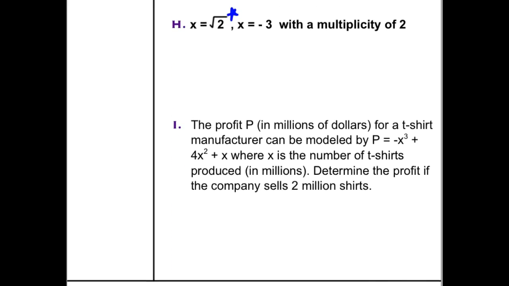And then the word problem: profit P in millions of dollars for a t-shirt manufacturer can be modeled by P equals -x cubed plus 4x squared plus x, where x is the number of t-shirts produced in millions. Determine the profit if the company sells 2 million shirts.